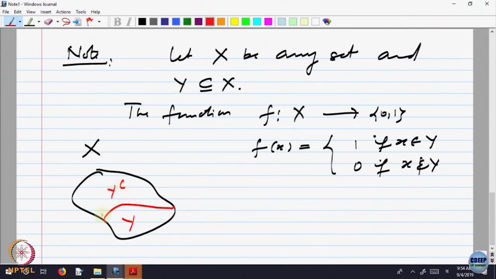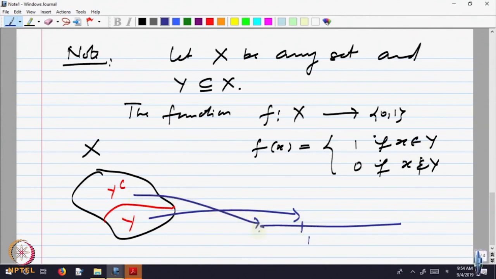So, what does it do? On Y, the value is 1, and on Y complement, the value is 0. It is like, if the point lies in the set Y, a light goes up; if it is in Y complement, the light does not go up. On, off, true, false. It takes only two values. You will find this kind of thing coming up in probability theory. This function indicates when the point is in the set. When the point is in it, it takes the value 1, a non-zero value.